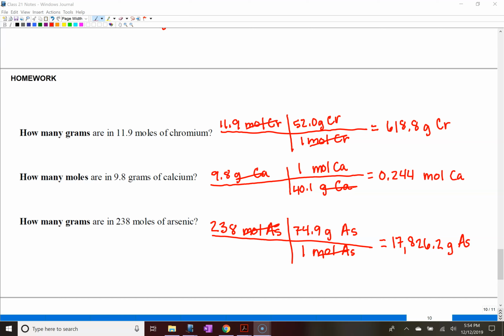How many grams are in 238 moles of arsenic? My given is 238 moles of arsenic. I'm going to carry down moles of arsenic and carry up grams of arsenic. And I'm going to come out with the fact that in 238 moles of arsenic, there's a total of 17,826.2 grams of arsenic. Now you're ready to work the practice problems and the turn-in problems.